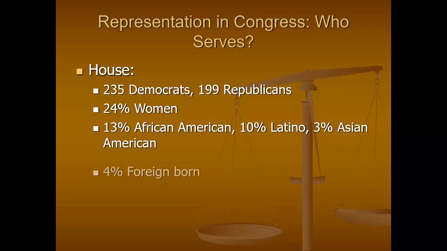While the House is relatively racially diverse, only 4% of its members were born outside of the United States. Thinking back to Chapter 1, where we learned that 15% of people now residing in the United States are foreign-born, we can see that immigrants are quite heavily underrepresented in Congress.